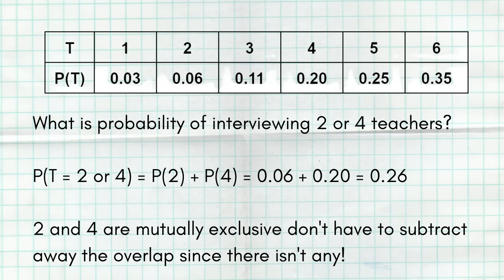What is the probability of interviewing 2 or 4 teachers? Well, 2 teachers, 0.06, or means add, 4 teachers, 0.20. Add them together for a 26% chance. Now, why don't I have to subtract anything away? Well, the same thing I just mentioned in the previous example.